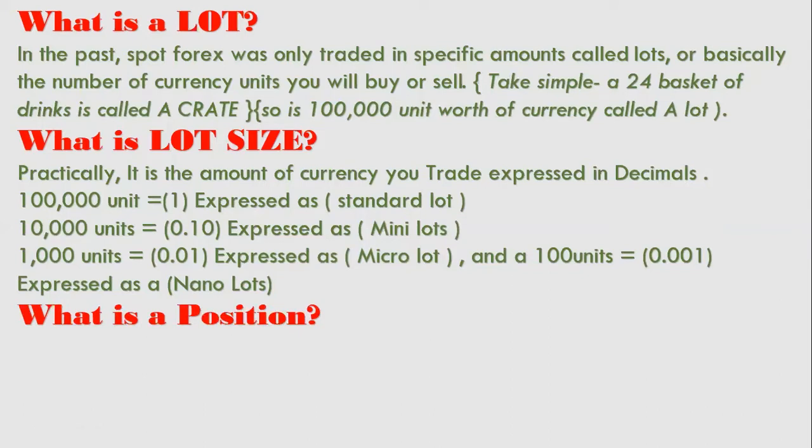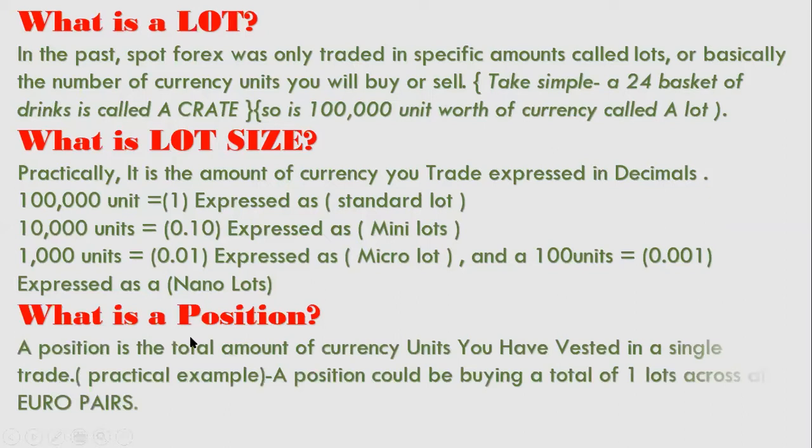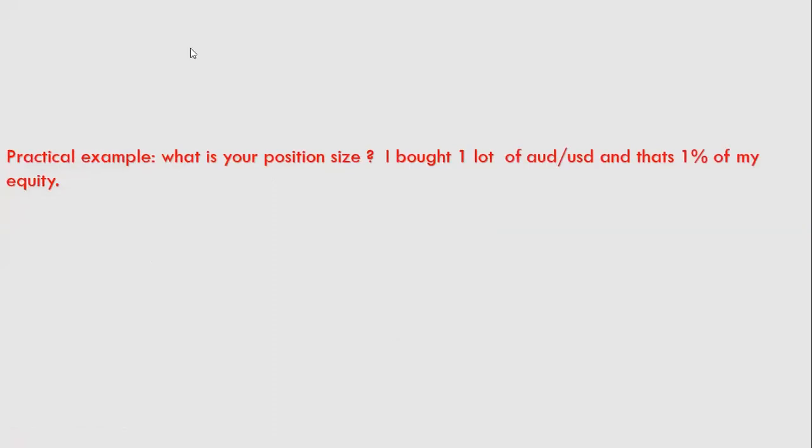When we start, I'll be using these words a lot. What is a position? A position is the total amount of currency units you have invested in a single trade. When I ask what's your position size, what's your position for Euro USD, you could say I've positioned 100,000 units, or I've positioned one lot. That's all a position is telling you. A practical example: I bought one lot of Australian dollar and US dollar, and that's 1% of my equity. That's your position, the total amount of your capital in this particular trade at a time.